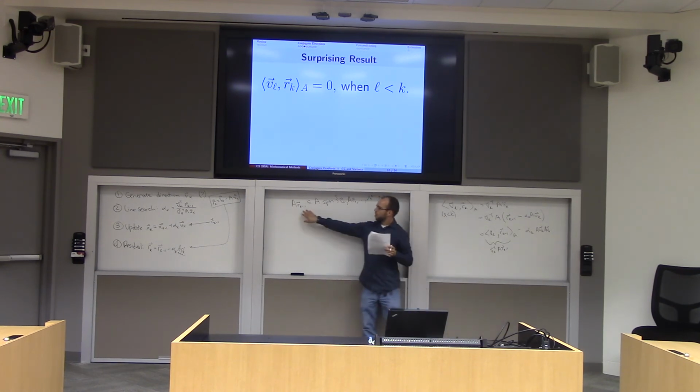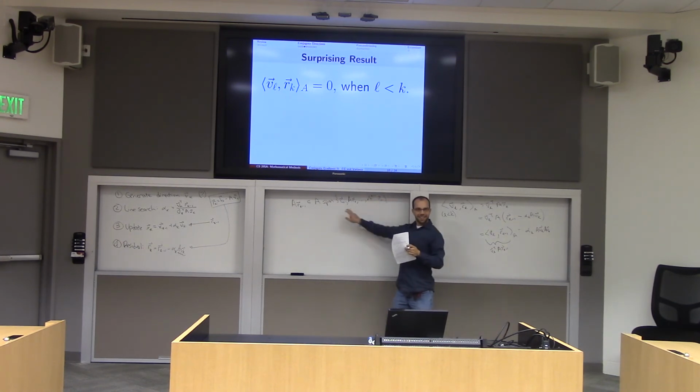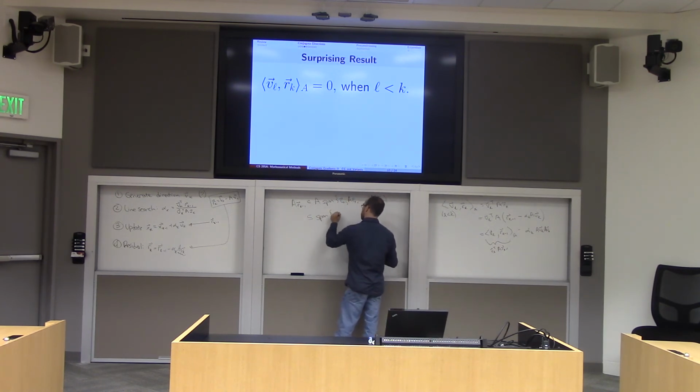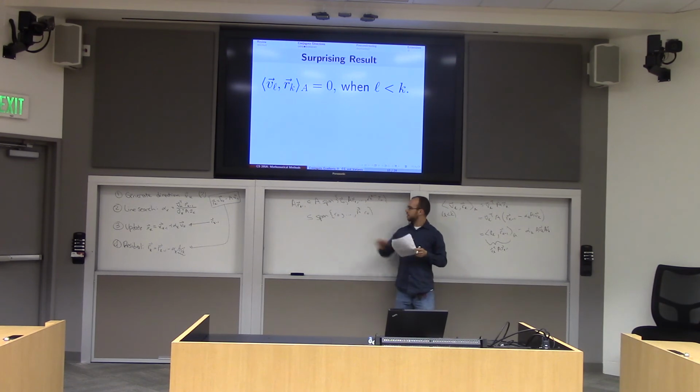Just because this guy is in the span of all the R's, I made it bigger. In particular, I can move the K on the inside and stick another thing into the span. We're just going to keep making it bigger. This thing is a subset of the span R0 to A to the K R0. I just moved the K on the inside and added another R0.